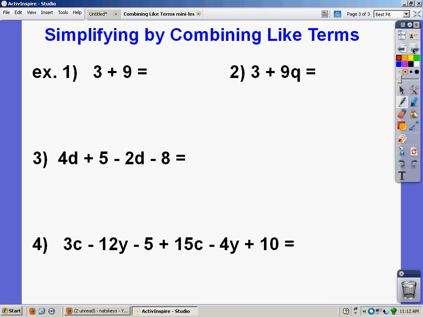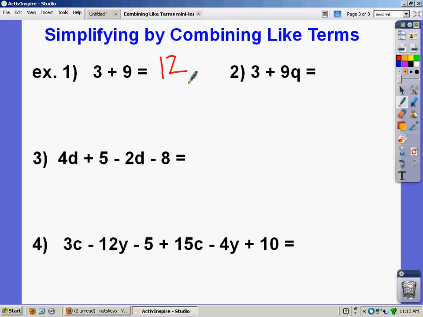In the first example, I have 3 plus 9. Well, I don't have any variables, but I do have 2 constants, so I'm allowed to combine just the constants. 3 plus 9 is 12. That's an example you've been doing for years, so whether you realized it or not, you have been applying this skill of combining like terms for years. It's just that the terms you've been applying it to are just plain old constants.